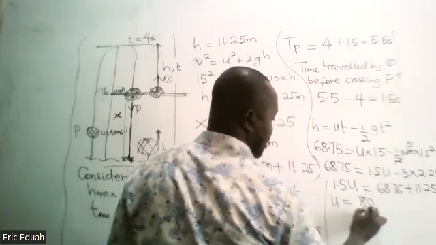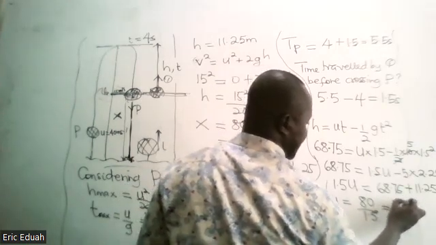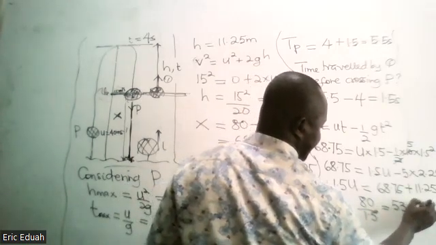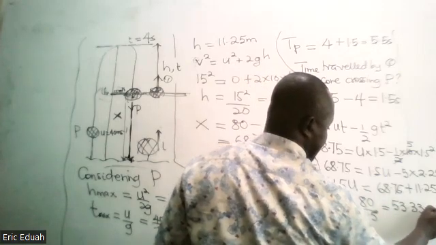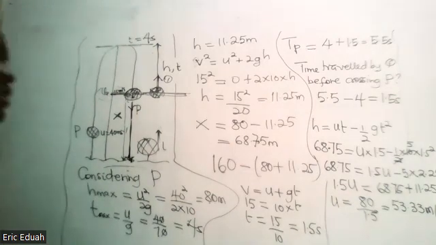80 divided by 1.5. And I think this will be 53.333. Correct? Yes. That's the initial velocity of U.